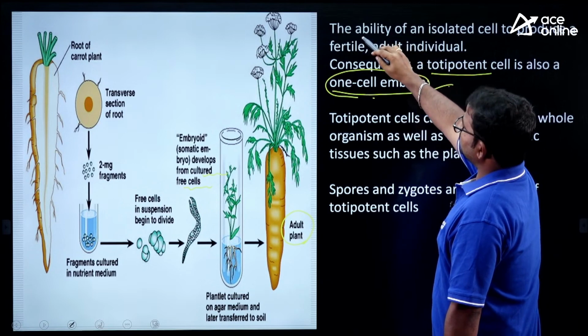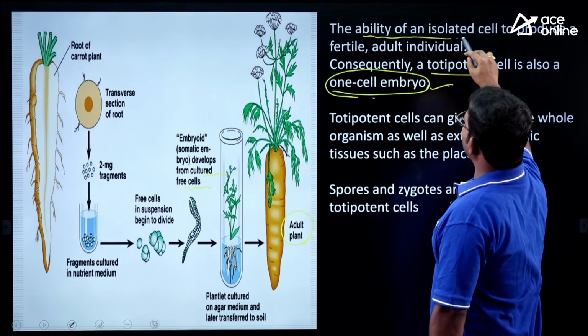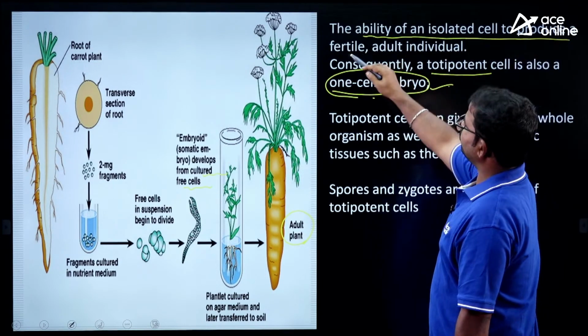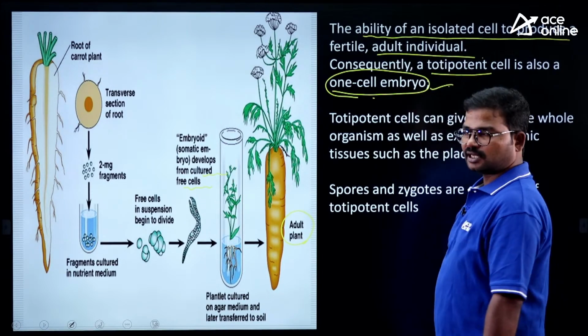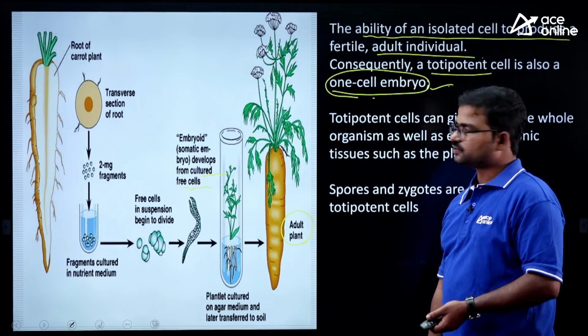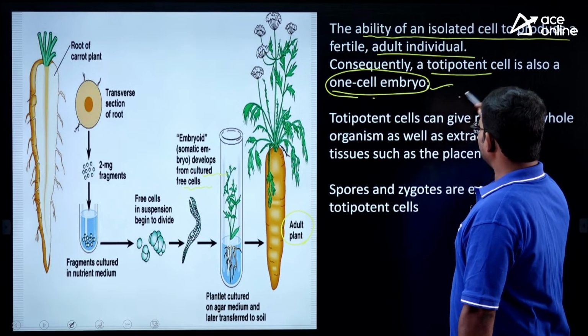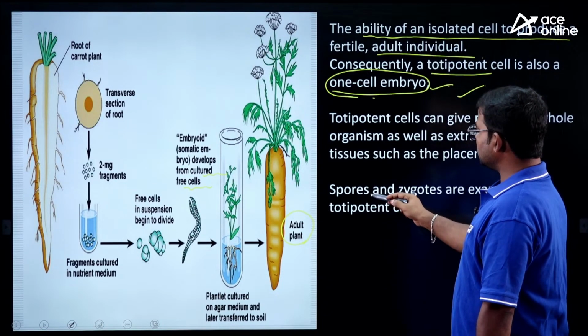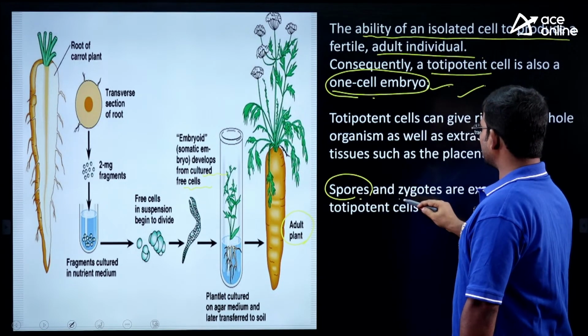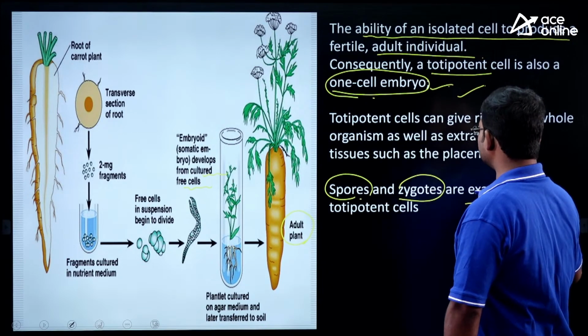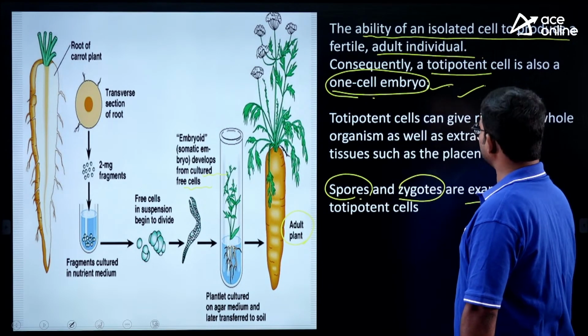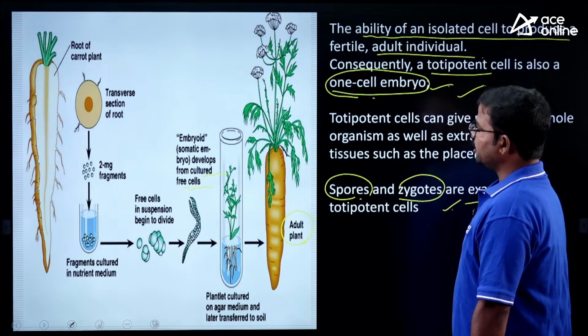Totipotency means the ability of an isolated cell to produce a fertile adult individual. Here it is the important concept. Mostly if you consider spores and zygotes, these two are considered the major examples of totipotency. Okay, next one.